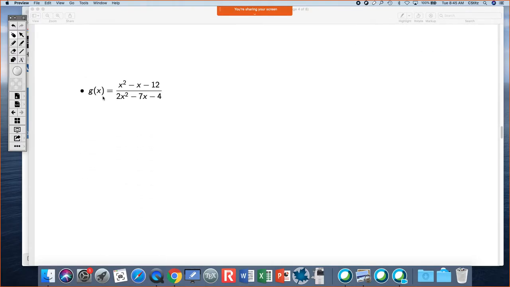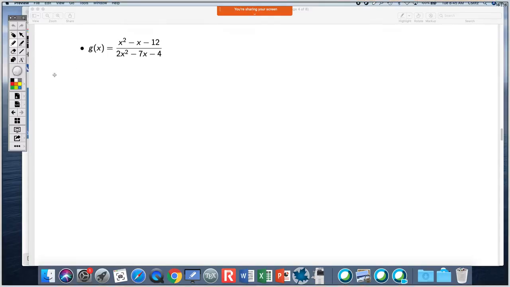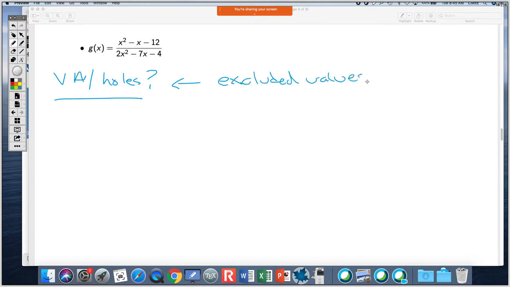Let's skip down and look at our g of x here. We'll take a look at this function. So if you're asked to figure out vertical asymptotes or holes in the graph, those come from excluded values. Excluded values come from division by 0. So we set the denominator equal to 0, and we solve it, either factoring, quadratic formula, whatever we need.